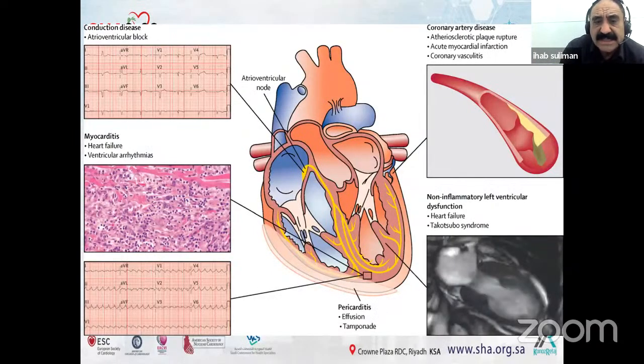Other than myocarditis, they can cause conduction defects. They can cause Takotsubo-like syndrome. They can cause coronary artery disease, and they can cause pericarditis. So the spectrum of cardiovascular adverse events is huge, but still it is within the 4% or the 3% of the patients treated with the immune checkpoint inhibitors.